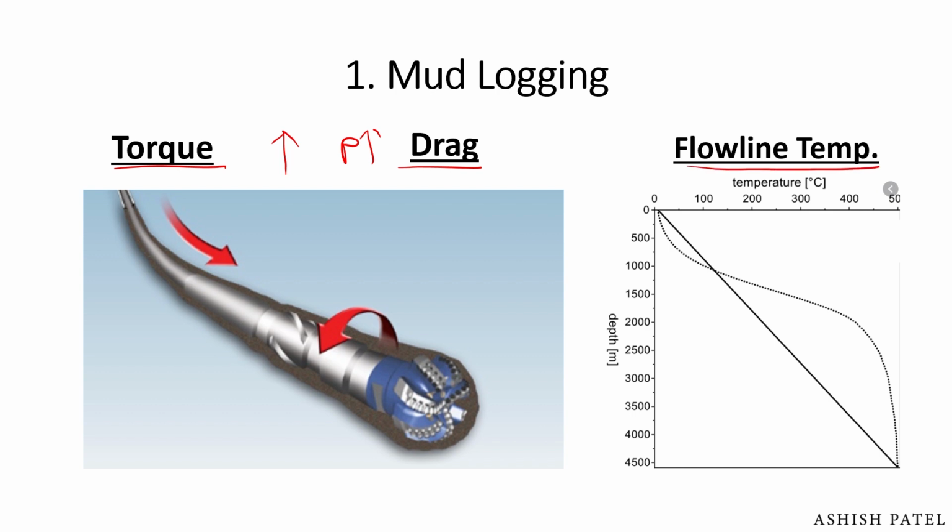Flow line temperature is also used to determine abnormal pore pressure. In abnormally pressurized zones, formation fluids enter into the wellbore, which have a higher temperature than the drilling fluids, which results in an increase in the flow line temperature. Drill cuttings' size and shape also determine the abnormal pore pressure. In overpressurized zones, the drill cuttings are larger in size.